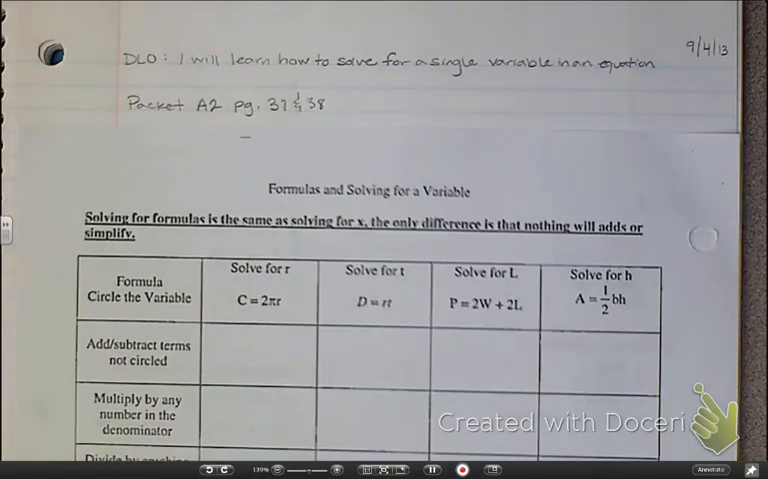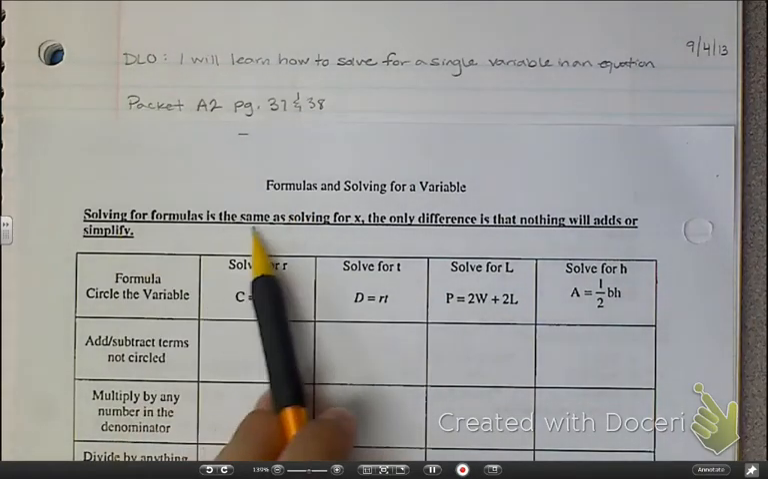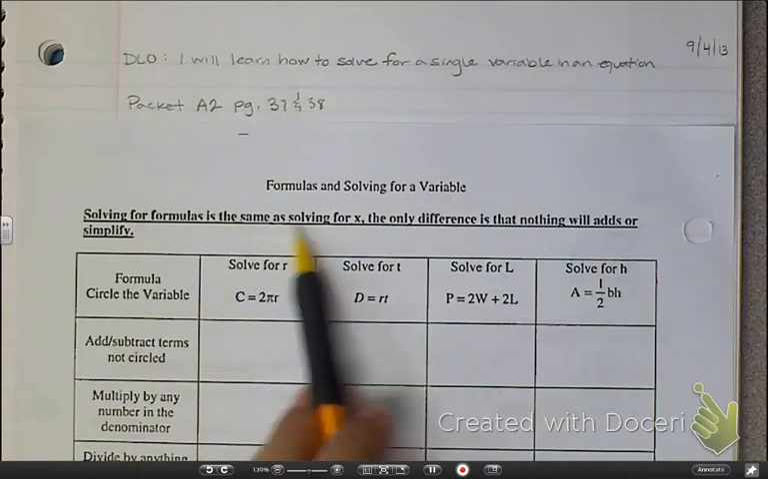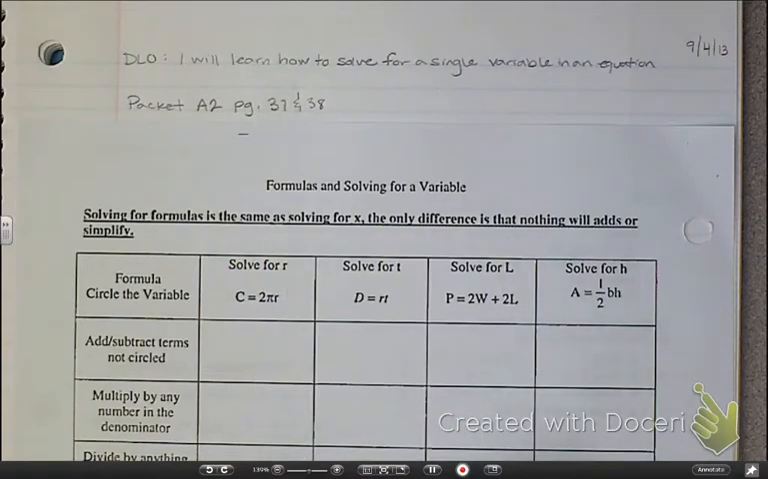So the first type of example we're looking at, here we have formulas, and it says formulas is the same thing as solving for x. The only difference is that nothing will add or simplify. So you're not going to be able to come out with a nice clean number. Your answer will not be like 4 or 3. Instead, it's going to be still a combination of variables and numbers. The only difference is that here we're solving for a specific variable, or we're trying to isolate a specific variable.